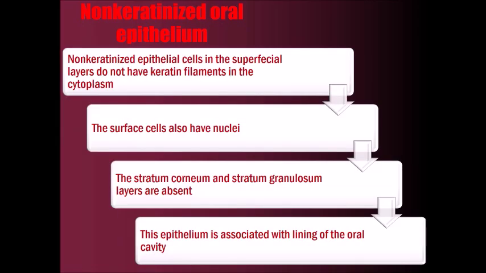The non-keratinized oral epithelium: non-keratinized epithelial cells in the superficial layer do not have keratin filaments in their cytoplasm, and the surface cells also have nuclei. The stratum corneum and the stratum granulosum layers are absent. This epithelium is associated with the lining of the oral cavity, so we see the non-keratinized epithelium in the lining mucosa.